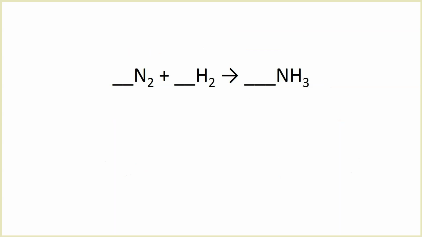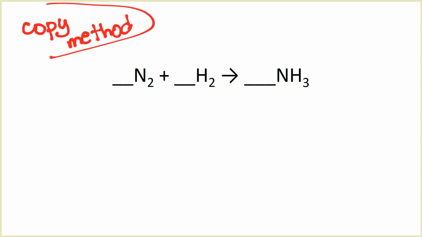This one is called the copy method. Some people call it the packet method. I call it the copy method. In the copy method, instead of balancing the equation element per element, we're going to balance them molecule per molecule, or compound per compound. So what we're going to do again, guys, is balance it molecule per molecule, compound per compound.